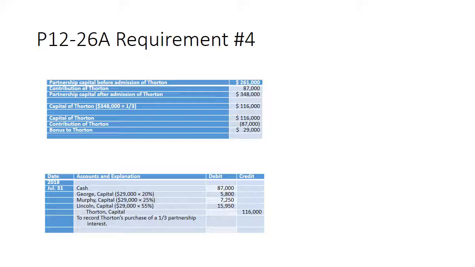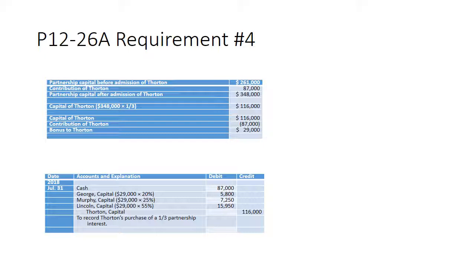How much of that $348,000 can Thornton credit to his capital account? Well, a third of it, or $116,000. So he's receiving more capital or ownership interest than he gave. This is called bonusing the new partner. And why would this happen?